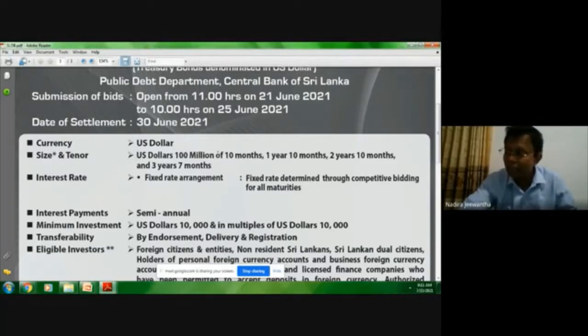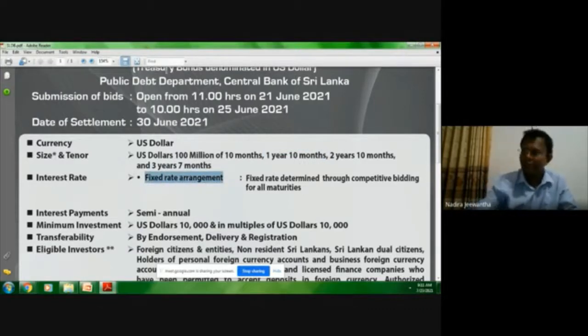What are the tenors? Like treasury bills, we have tenors of 3 months, 6 months, 1 year. Here it is 10 months, 5 years. They have 1 year and 10 months, 2 years and 10 months, 3 years and 7 months, many types. Now the interest rate, fixed interest rate. Those days, we had two types of interest rate. One is fixed, the other one is floating.